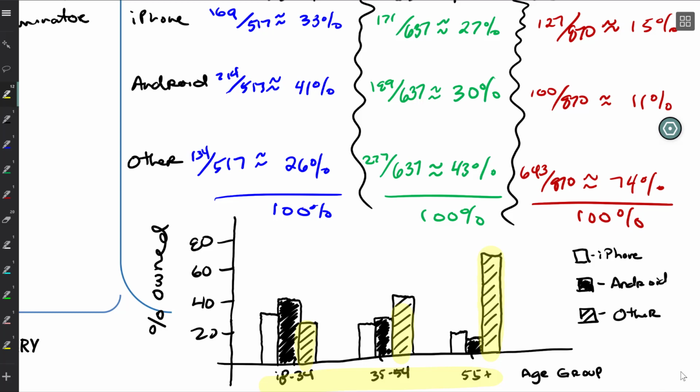Now, you could have done the same thing by looking at those Android bars too, right? And we see that as someone gets older, they are less likely to own an Android. They're less likely to own an iPhone because these bars get shorter, but they are more likely to own the other. So again, what we're doing there is we are looking for those differences across the age groups to see the association. Okay, so that does it for this lecture.